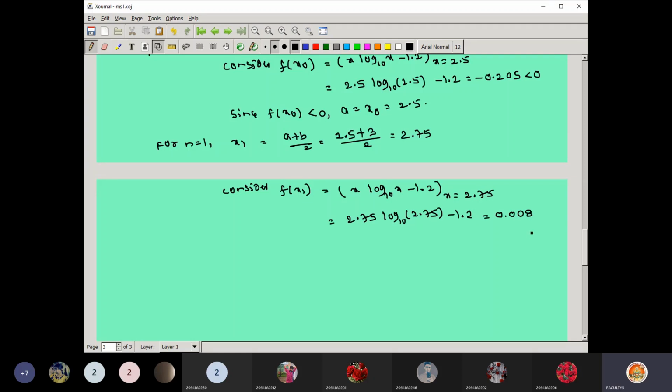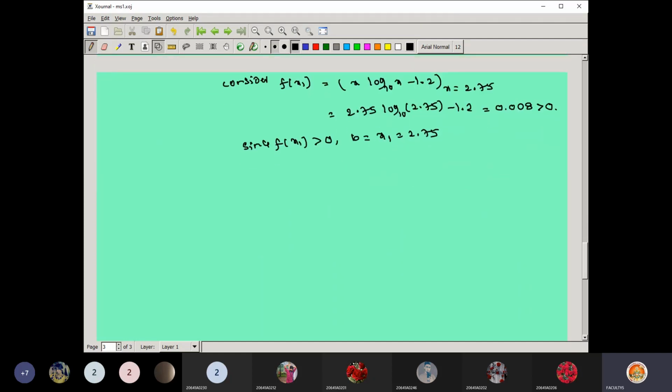So is it positive or negative? This is greater than 0 only, a positive value. So since f of x1 is greater than 0, b is changing. Your b stands for x1, 2.75. Now with this value, again you are calculating the next approximate root.